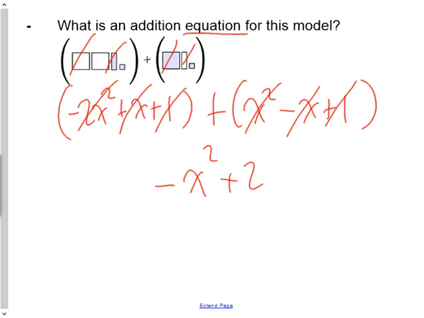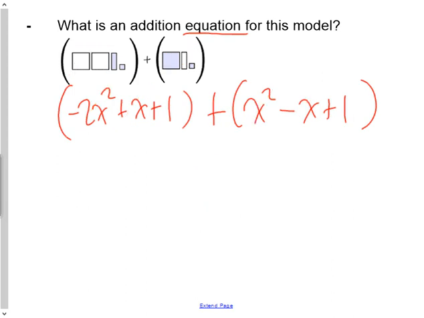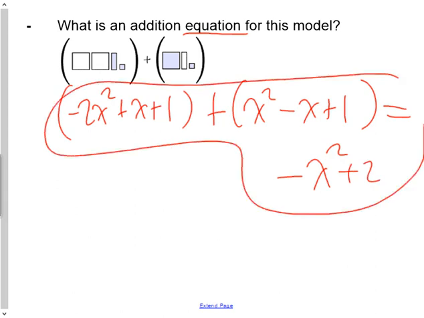So therefore your equation, if I go back in time, is negative x squared, negative 1x squared, not 2x squared. Negative x squared plus 2. There's your equation. So that whole thing would be the equation that you needed to write.